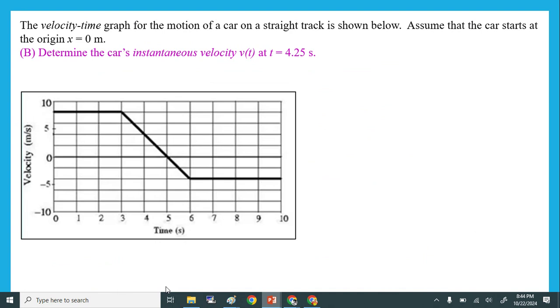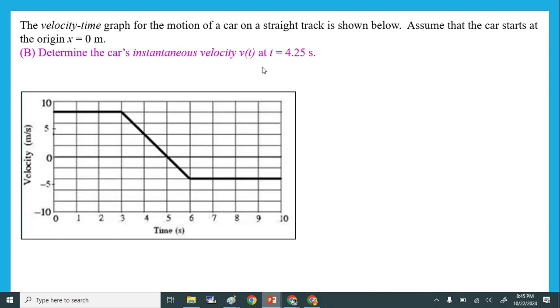Part B asks us to find the instantaneous velocity, v of t, at 4.25 seconds. So as you look at this graph here, it's important that you chunk this graph out. During the first 3 seconds, the acceleration is 0. And then from 3 to 6 seconds, I noticed that this is a constant negative slope. So from 3 to 6 seconds, the acceleration is a negative value. And then from 6 to 10 seconds, the acceleration is 0, because once again, the line here is a horizontal line and there is no slope.